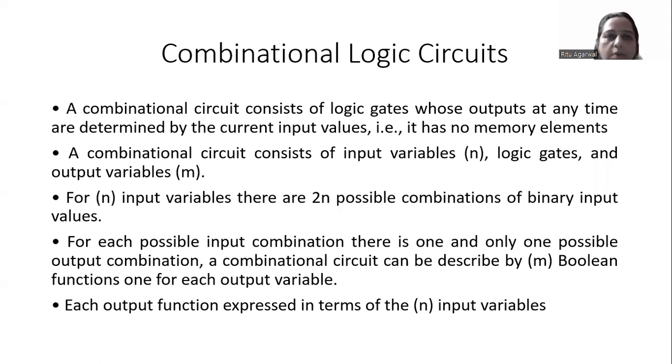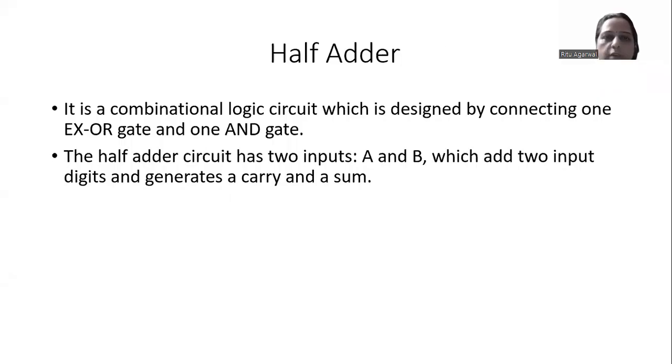The very first combinational logic circuit is the half adder. A half adder is used to add 2 bits at a time, and it gives us output as a sum and a carry. The definition is: it is a combinational logic circuit designed by connecting one XOR gate and one AND gate, and it has two inputs A and B, which add two input digits and generate a carry and a sum.